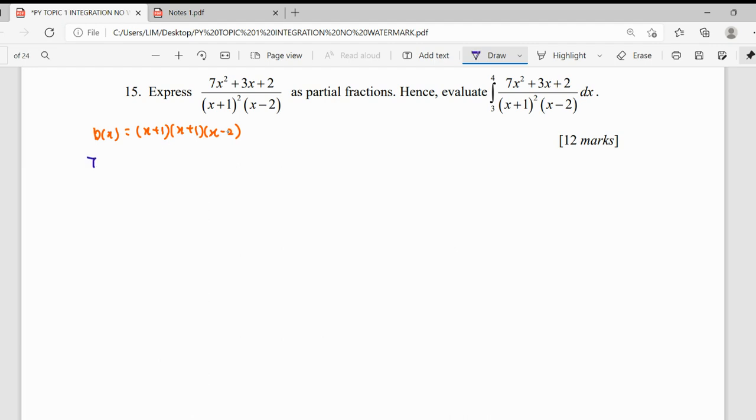So we write our fractions here. Then we will split according to our factors. The first concept is repeating factor, for that x plus 1. The first time, the first factor is x plus 1 only. For the second time, it becomes x plus 1 repeating, so it becomes squared. Then our third factor is just a linear factor, which is x minus 2.